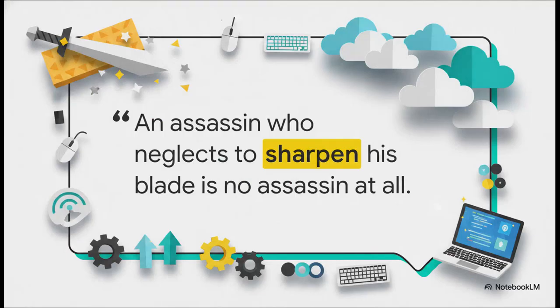To wrap up our explainer today, I want you to consider this quote from Kora Sensei. An assassin who neglects to sharpen his blade is no assassin at all. He's just a boastful fool swinging around a rusty sword. Think about it. Your software is your blade. If you ignore patches, if you skip updates, and if you fail to leverage cloud architecture, your digital toolkit rusts. You've got to keep your tools sharp and ready for action.